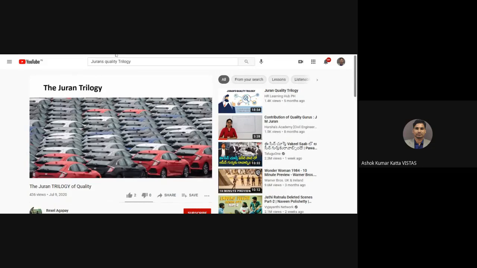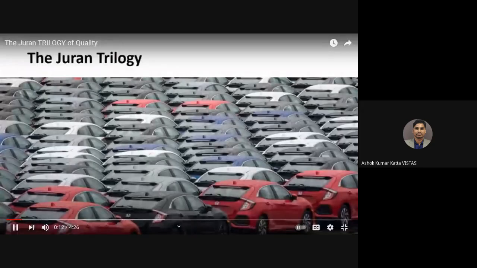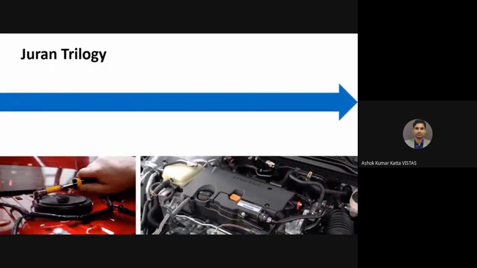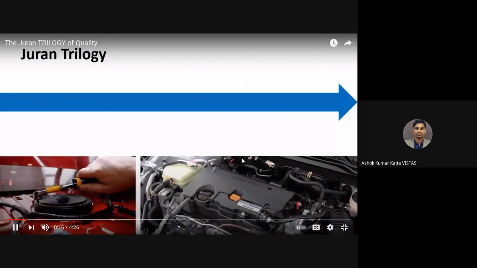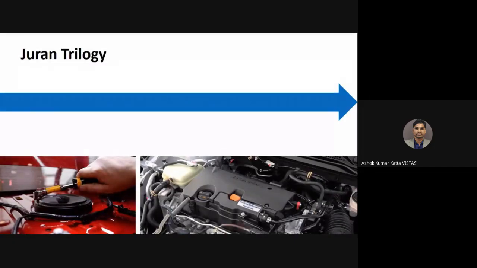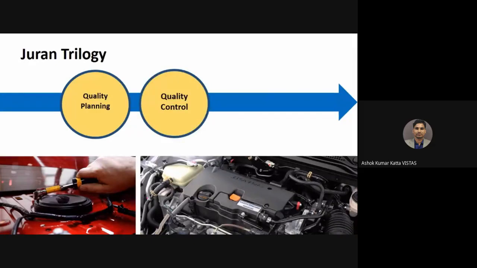Today we will discuss the Juran trilogy, a concept for quality improvement developed by Joseph Juran. At the end of this lesson, you're expected to understand and describe the three aspects of the Juran trilogy, mainly quality planning, quality control, and quality improvement.